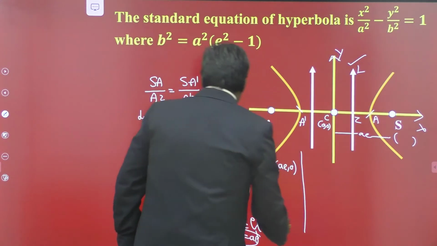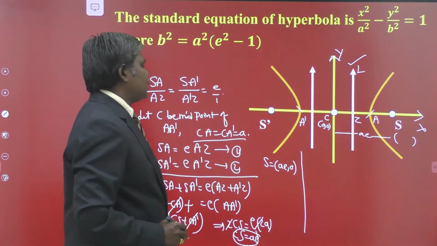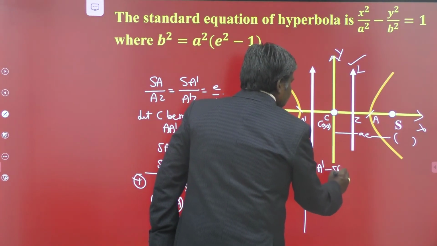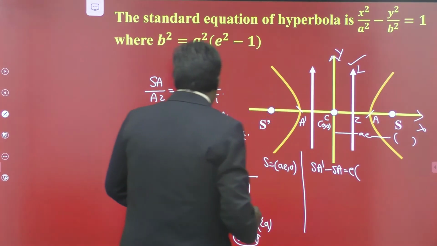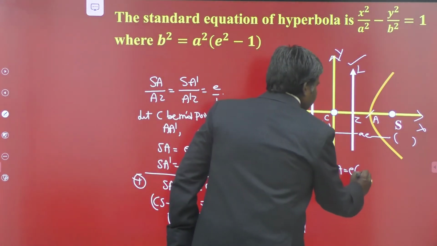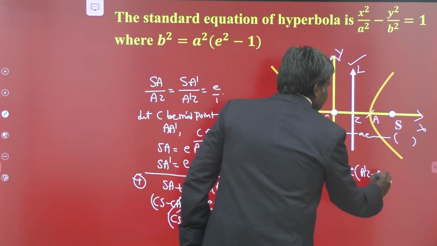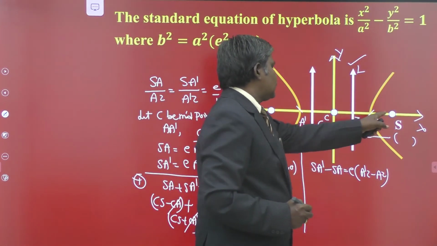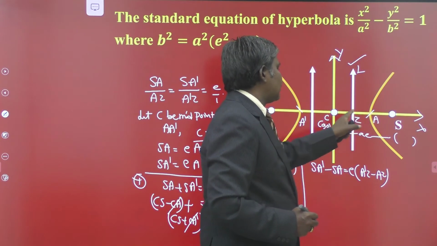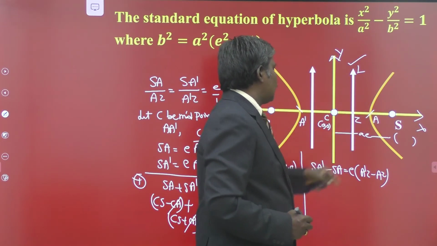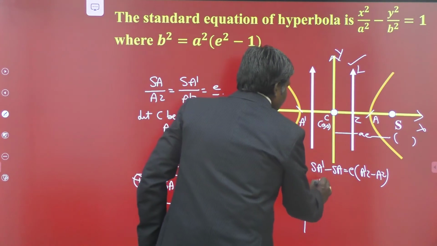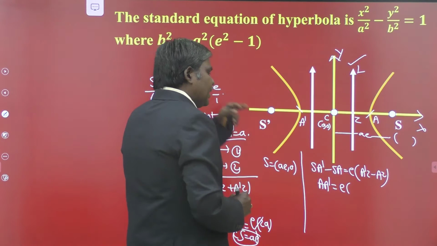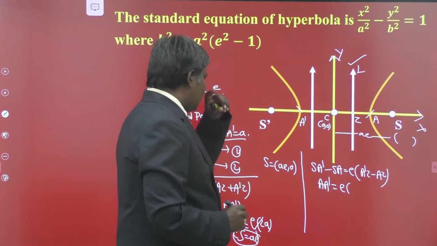Similarly, subtract one from another. SA dash minus SA is equal to E times of A dash Z minus AZ. Here, this is SA dash and this is SA. SA dash minus SA becomes what? A dash. So here we have A dash, E times of, now write A dash Z and AZ in terms of C.